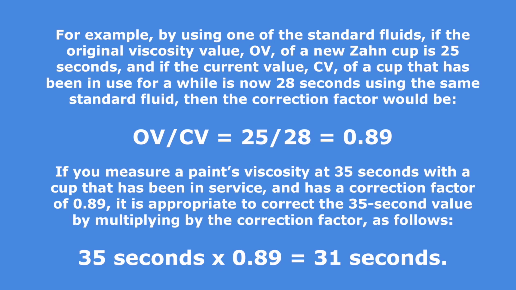If you measure a paint's viscosity at 35 seconds with a cup that has been in service and has a correction factor of 0.89, it is appropriate to correct the 35-second value by multiplying by the correction factor as follows. Keep in mind that Zahn cups cannot be calibrated. There is no way to adjust the efflux time.